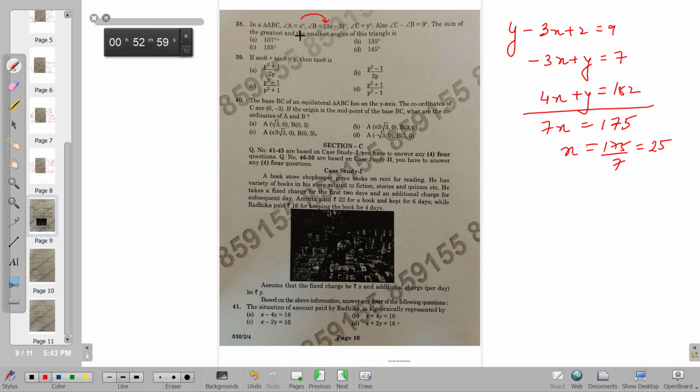Now let's look at each angle. If x is 25, so angle A is 25. Angle B will be 3 into 25, 75, minus 2, 48.